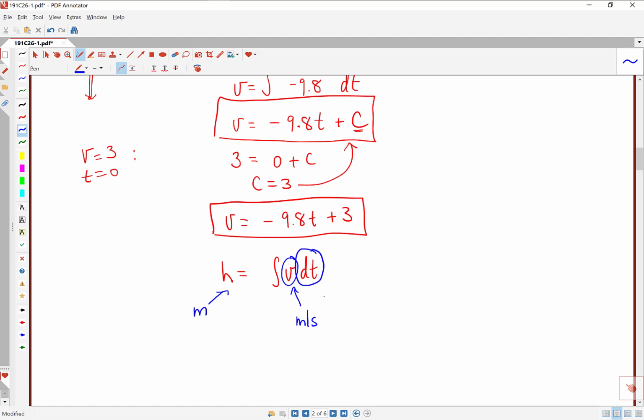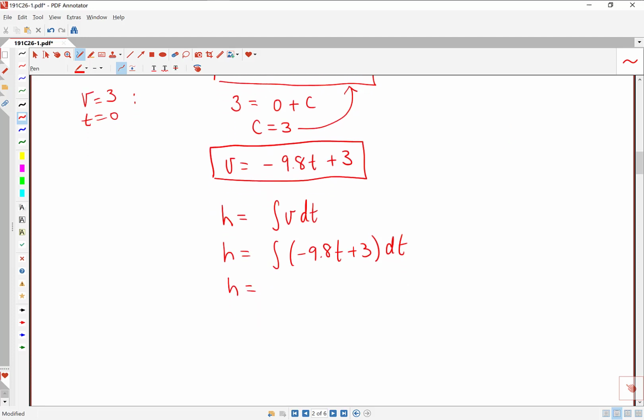And a dt here represents a tiny chunk of time, so that's measured in seconds. So then you can convince yourself, yeah, when I multiply meters per second times seconds, I do actually get meters. So let's go ahead and integrate our velocity function. We're going to integrate negative 9.8t plus 3 with respect to t, and that's going to give us our height. So we're going to have negative 9.8 t squared over 2 plus 3t plus some constant.